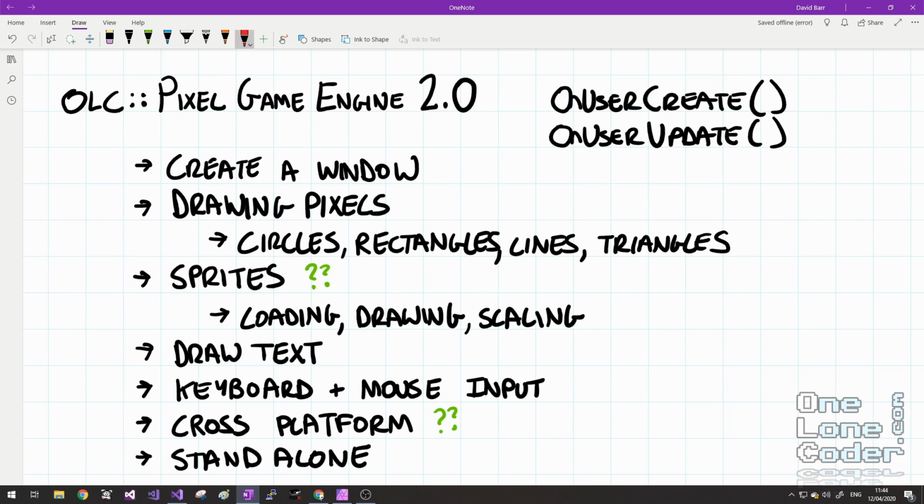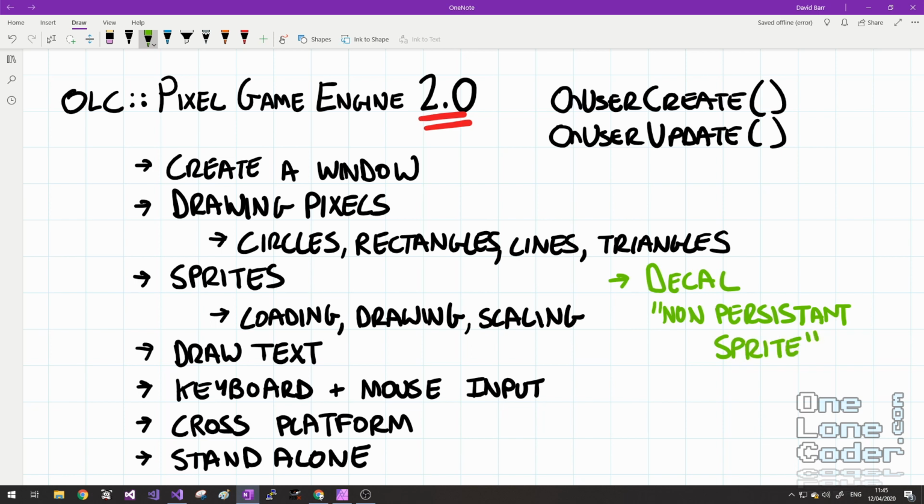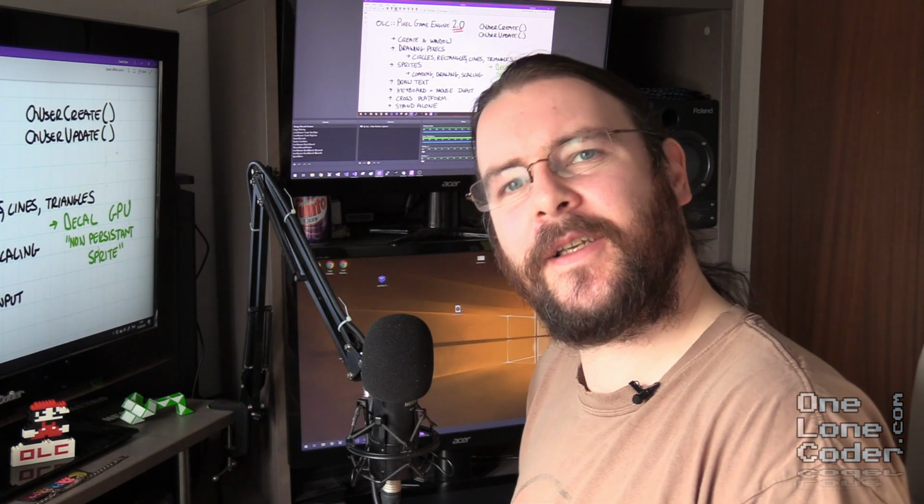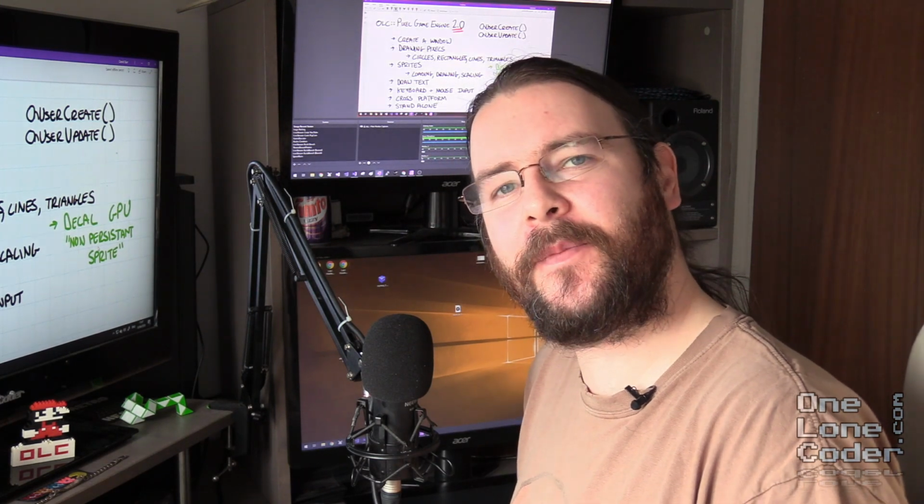And so for PixelGameEngine 2, we're going to leverage the graphics capabilities of your computer a little more by introducing a new fundamental primitive, the decal, which I want us to consider as a non-persistent sprite. And fundamentally, decals live on the GPU. So what exactly does non-persistent sprite mean?